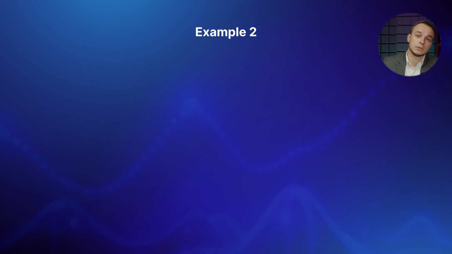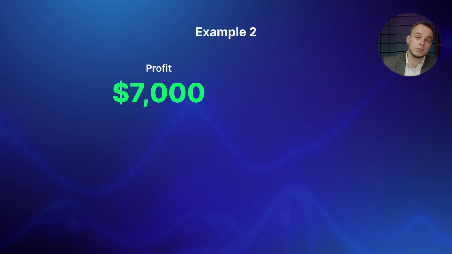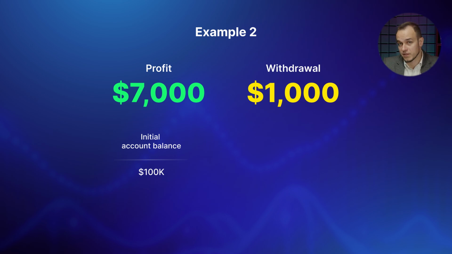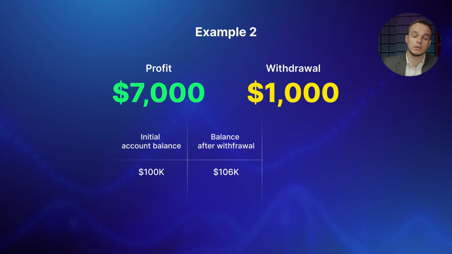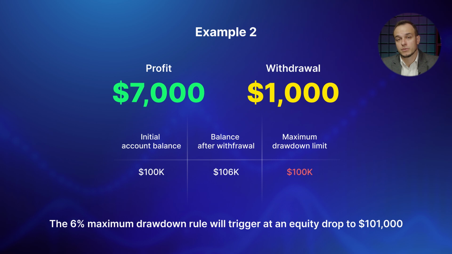To avoid this, we recommend always keeping a buffer of at least 6% of your profit in the account. Here's another example. You earn $7,000 on a $100,000 account and request a withdrawal of $1,000 of your profit. This leaves you with $106,000, and the maximum allowable drawdown under this rule shifts to $100,000. This way, you avoid the risk of premature account breach.